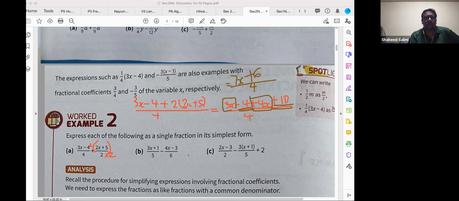Almost close. So far, no one has gotten the question. The one who's closest is actually Rahman, but he made a mistake somewhere. Okay, can we try question B now? All of you, try question B.